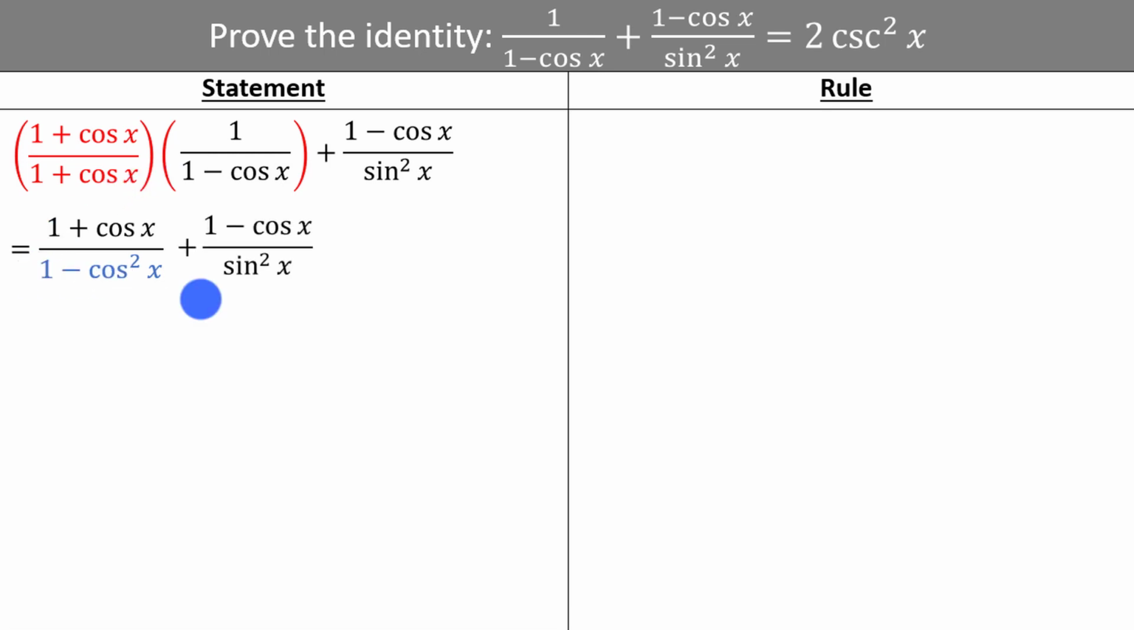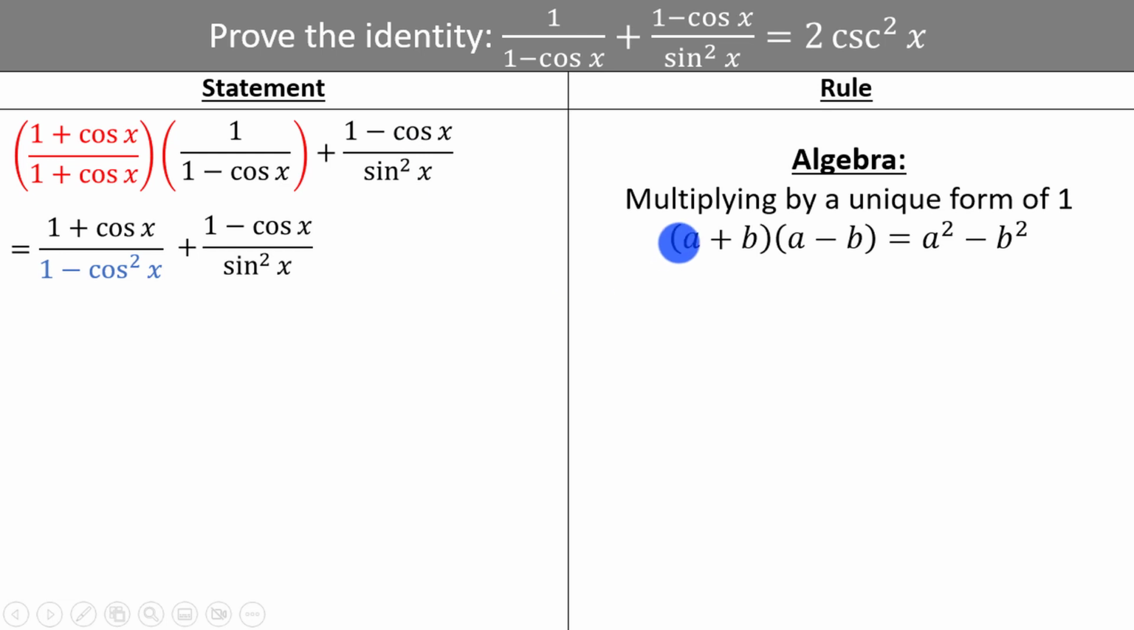The other term stays the same, as 1 minus cosine of x divided by sine squared of x. We justify this by algebra, multiplying first by a unique form of 1, which was 1 plus cosine of x over itself, and then using the FOIL rule for conjugates. A plus b times a minus b is equal to a squared minus b squared to get 1 minus cosine squared.